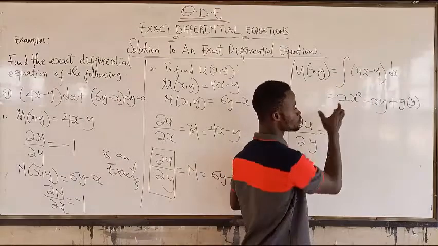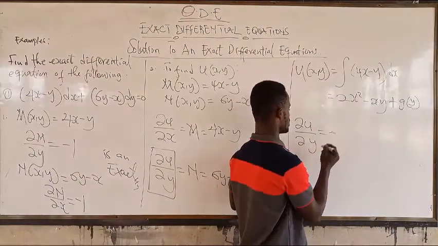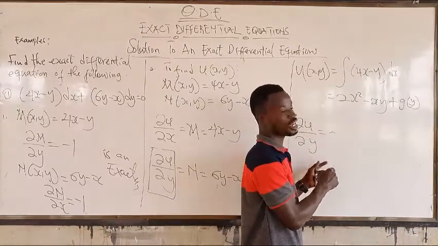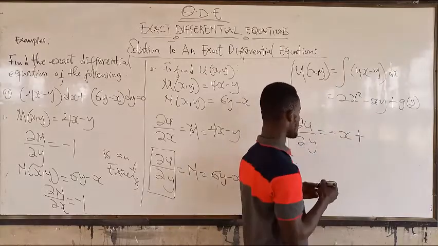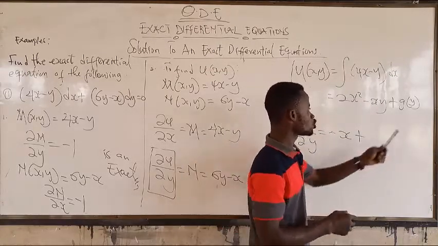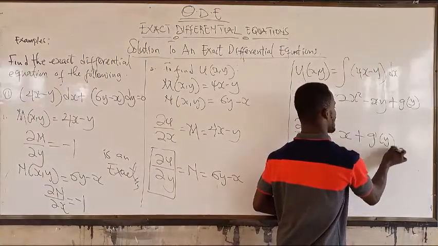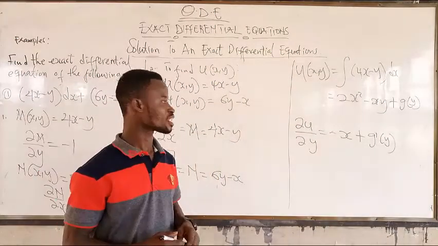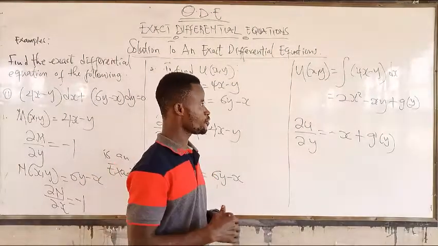So here we are going to treat s as constant. So this will give you 0 minus, since we are differentiating with respect to y by treating s as constant, then we get negative x plus. Don't forget, when you differentiate this, you are going to get g prime of y. So here is where the g prime of y is coming from. We are still not going to step 4.